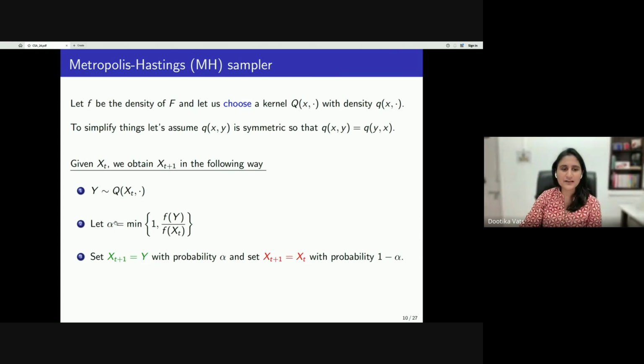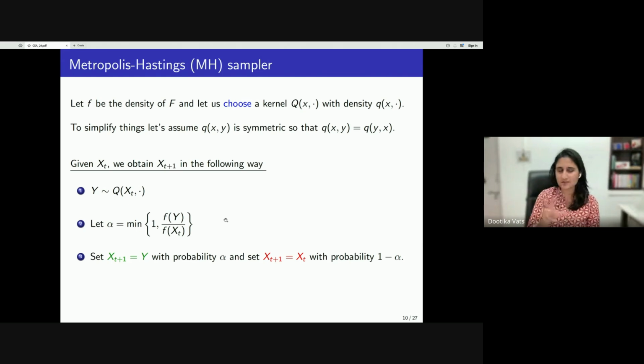And what I do is I calculate alpha, which is the minimum of 1 comma, the ratio of the density function evaluated at y divided by the density function evaluated at xt, my current iteration. And I say that I will set my next instance xt plus 1 to y with an alpha probability, which means I will accept this move with an alpha probability, and I will reject it, which means I'll stay exactly where I am. Xt plus 1 is xt with probability 1 minus alpha. So what does this look like?